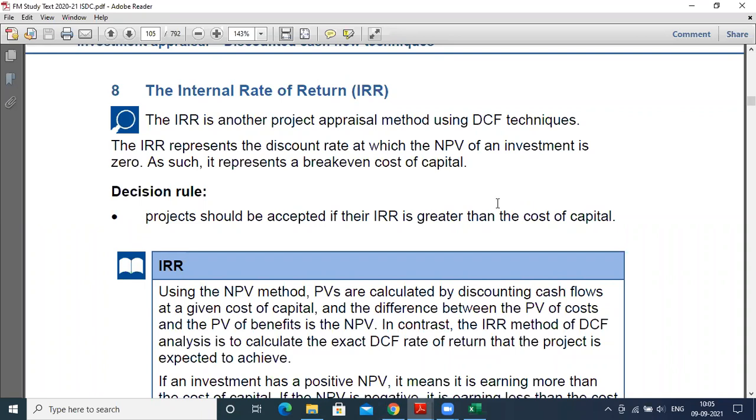Suppose I am investing $1 lakh in a project, and the present value of the future expected cash flows is also 1 lakh. In that case I will get NPV as zero. Now internal rate of return is nothing but the rate of return at which NPV will be zero. IRR represents the discount rate at which NPV will be zero. It means we can say that this is a break-even rate. Break-even rate means there will not be any positive NPV or negative NPV.